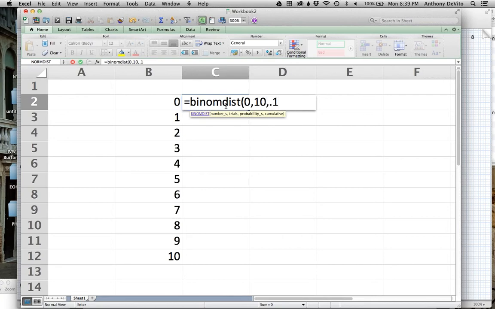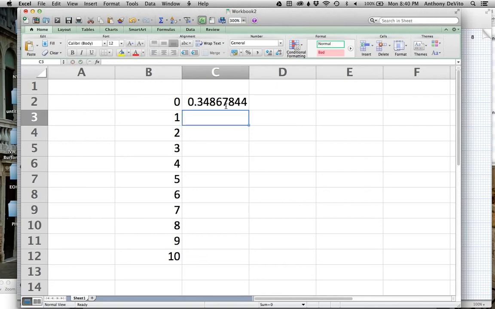0.1, comma. Now, again, it asks me for cumulative. In this case, I'm going to say false, because I want only the probability of exactly 0 out of 10. I'm going to hit enter. The probability of getting no diabetics out of a population that's 10% diabetic, if you have 10 people, is 0.3486, so on and so forth.